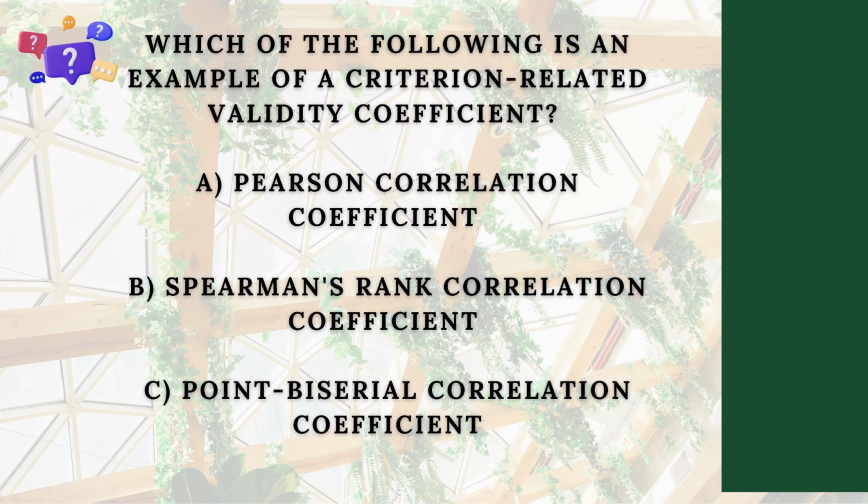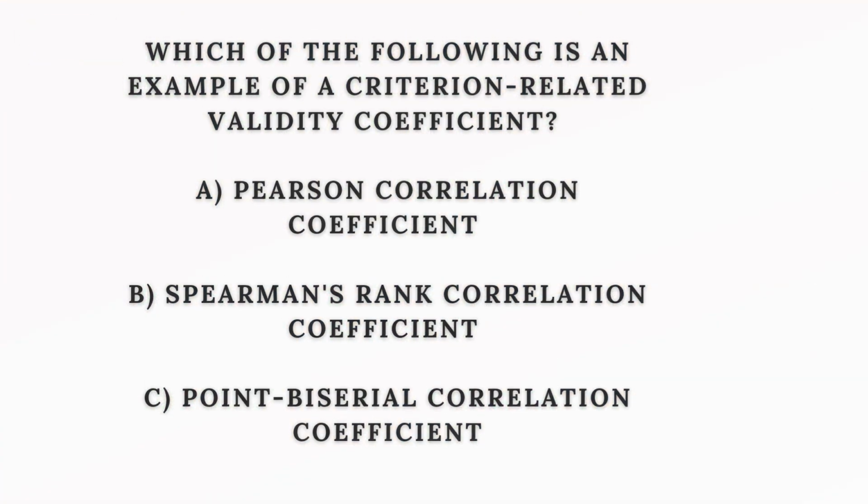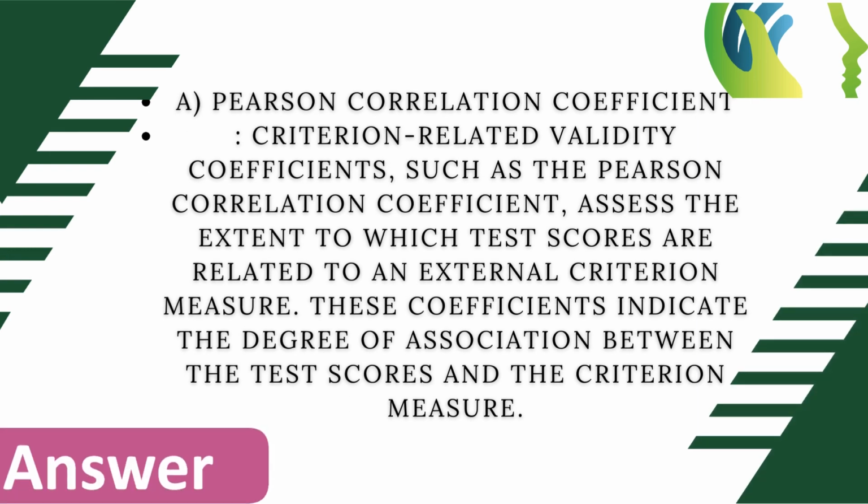Which of the following is an example of a criterion-related validity coefficient? A. Pearson correlation coefficient. B. Spearman's rank correlation coefficient. C. Point-biserial correlation coefficient. A. Pearson correlation coefficient. Criterion-related validity coefficients, such as the Pearson correlation coefficient, assess the extent to which test scores are related to an external criterion measure. These coefficients indicate the degree of association between the test scores and the criterion measure.